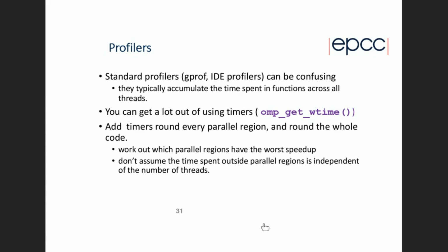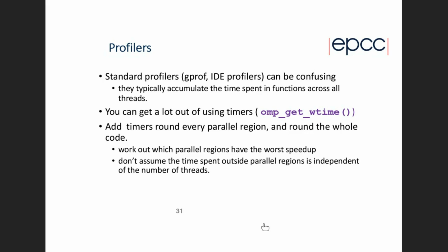I typically recommend that if you're doing OpenMP tuning, you add timers around every parallel region and around the whole code, or at least the piece of code that you're interested in the execution time of. That's an easy way of doing the localization. You can compute speedup on a per parallel region basis, and work out which ones are causing you the problem.